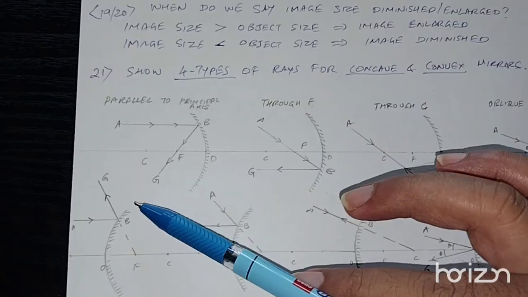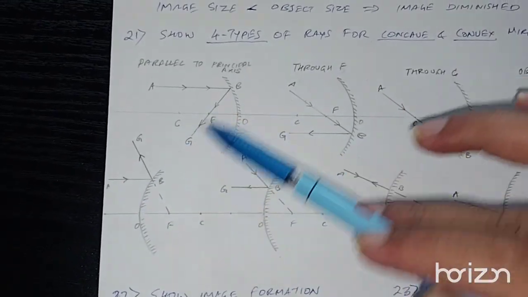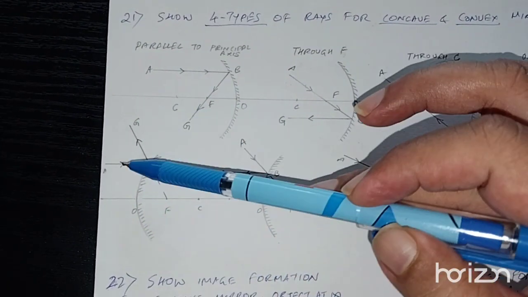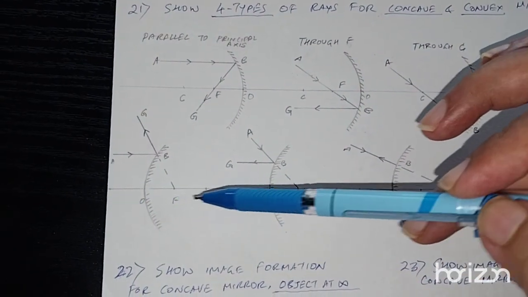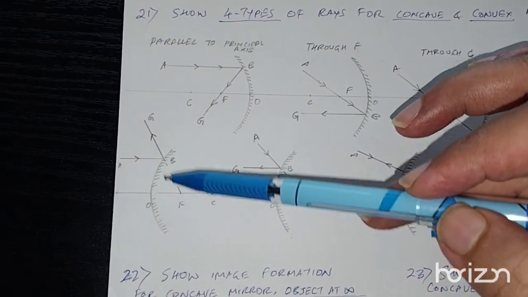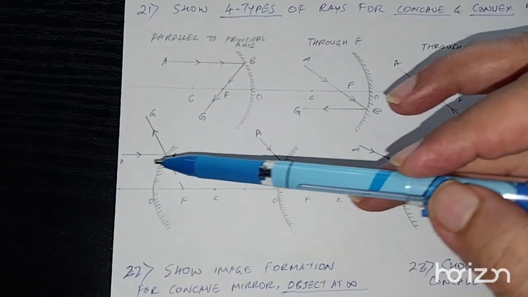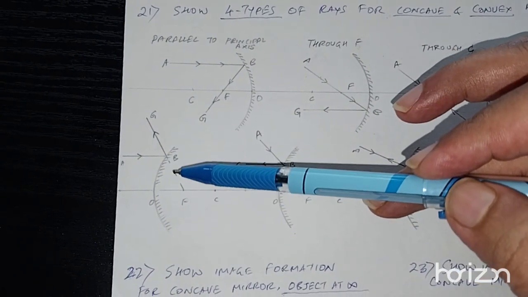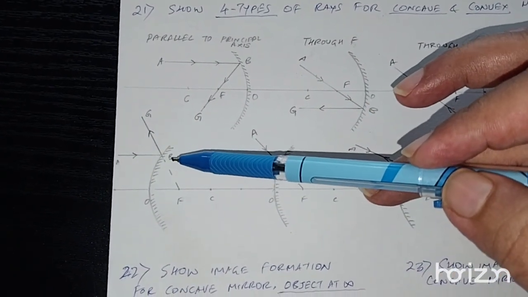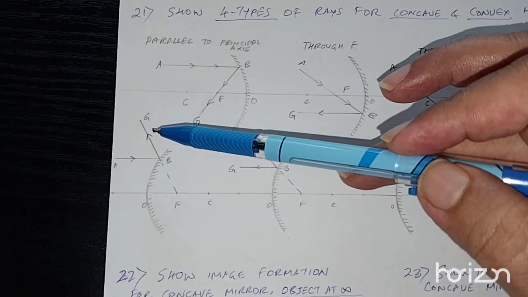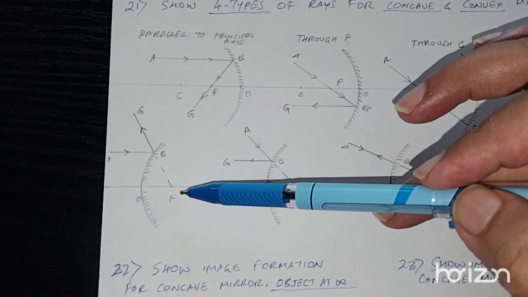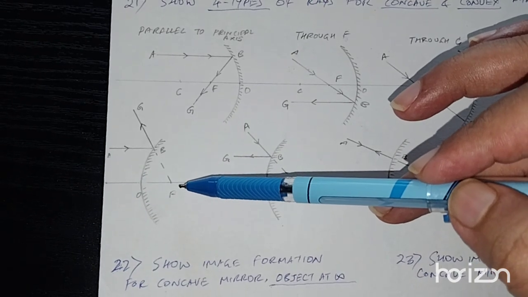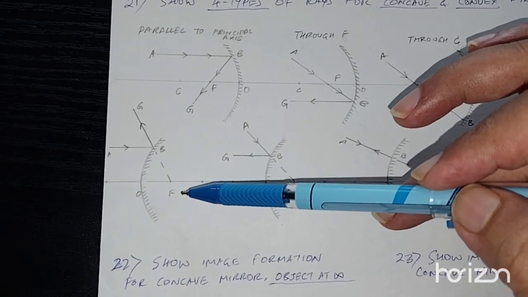For the convex mirror, it is not converging but it is diverging. So if you shoot a ray which is parallel to the principal axis, here the principal axis is also CO. And this AB is parallel to this principal axis, right? When the ray is parallel to the principal axis, it gets reflected, but when you backtrace this reflection, it appears to be coming out of F, which is the focus.